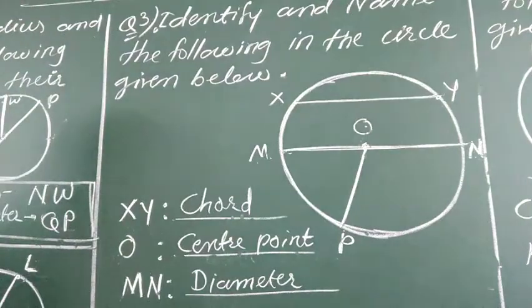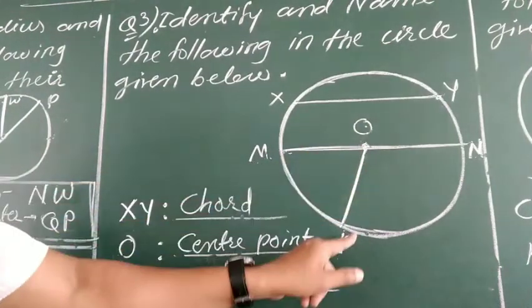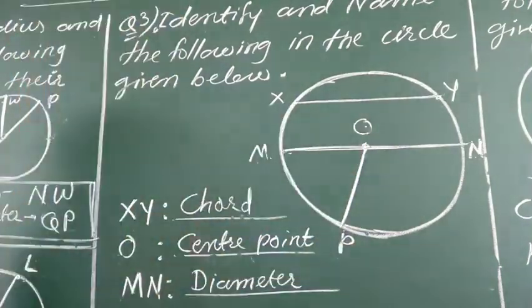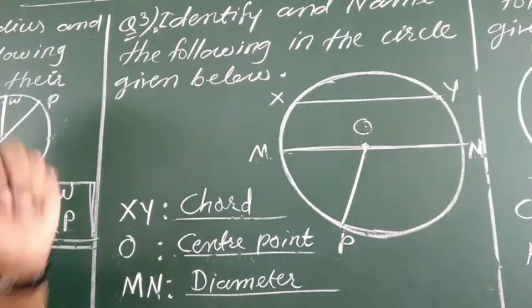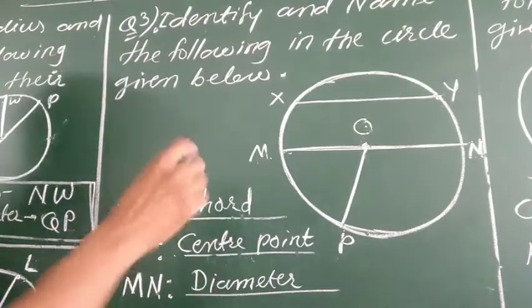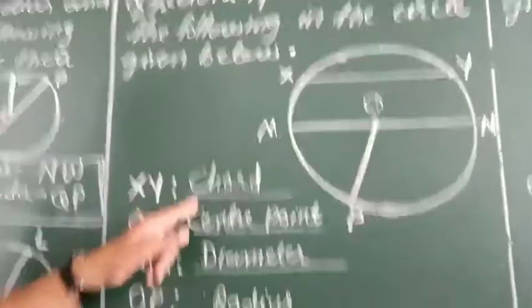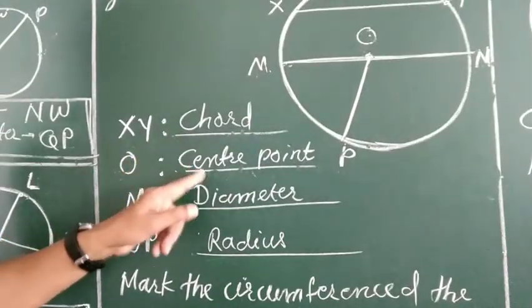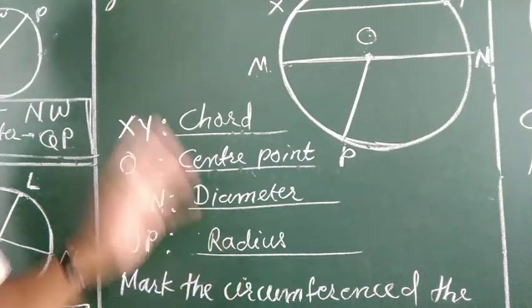Now OP. See, this is O and this is P. OP. So what is OP? What is this one? This one is radius. So this way we write here the parts: chord, center point, diameter, and radius.